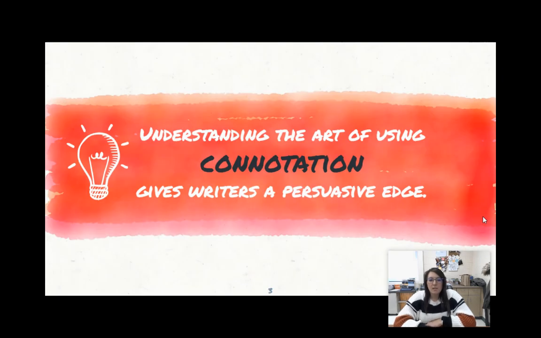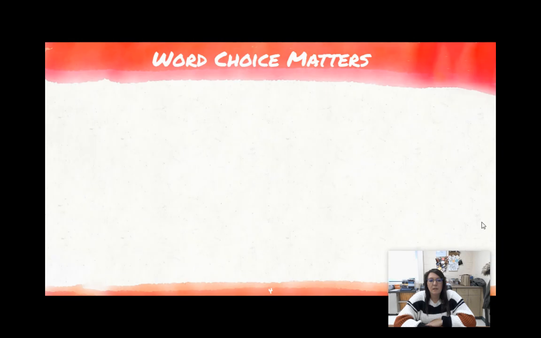Understanding the art of using connotation gives writers a persuasive edge. So when we use words that have a different connotation, we can sway our readers to think different things about our characters, or especially people who write for journals and the news do this, where they're trying to sway your opinion with their word choice. So here's why word choice matters, okay?